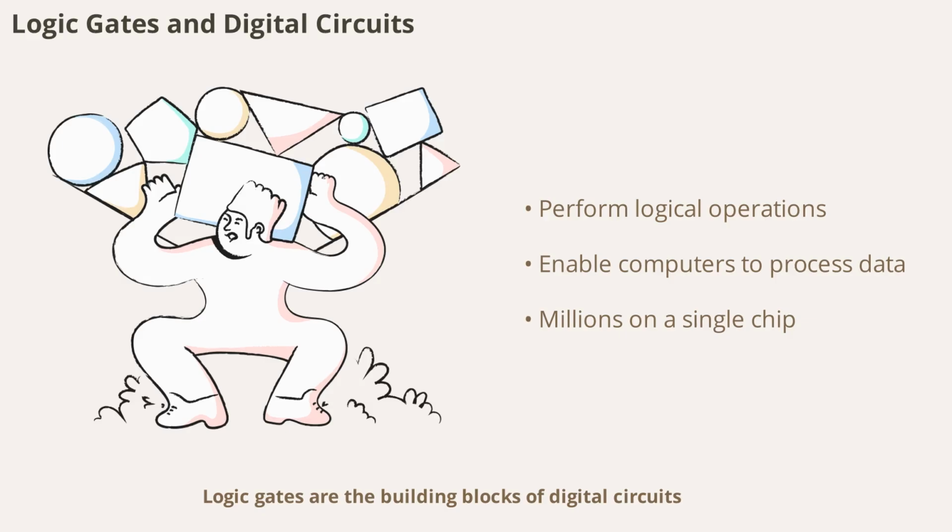Logic gates are the building blocks of digital circuits, made possible by semiconductor devices like transistors. These gates perform basic logical operations such as AND, OR, and NOT, enabling computers to process information and make decisions. The integration of millions of logic gates on a single chip has revolutionized technology.